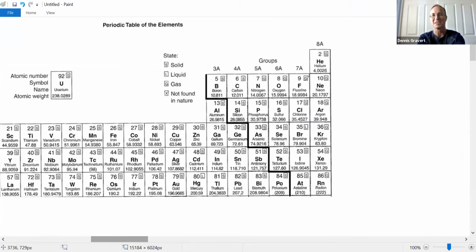And your halides are over here in column 7A. Fluorine's the exception. Most electronegative atom. It's a weak acid when paired up with hydrogen. But chlorine, bromine, iodide, HCl, HBr, HI, strong acids.